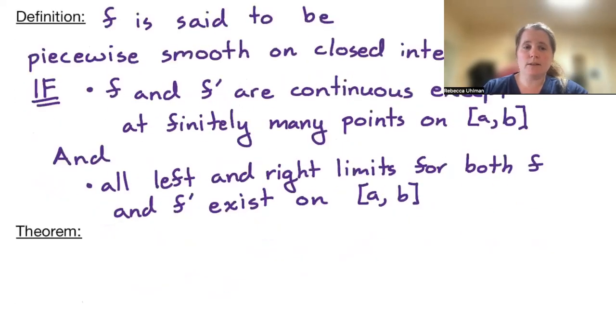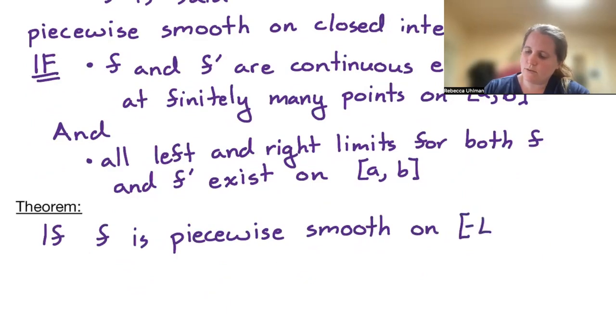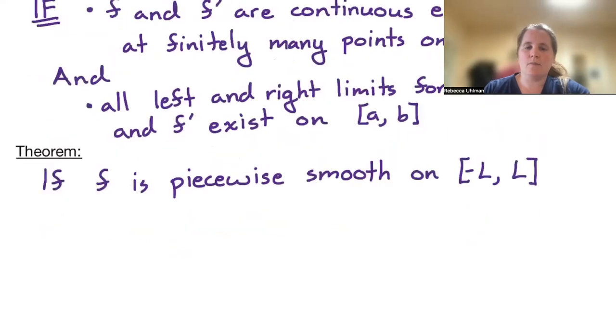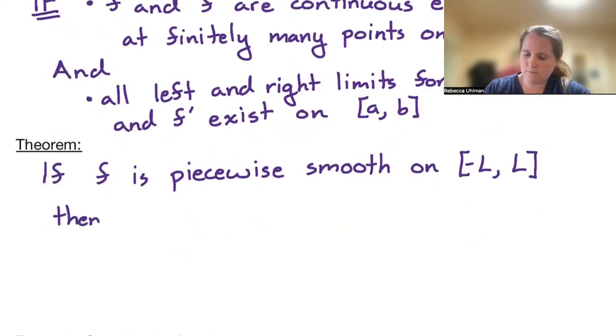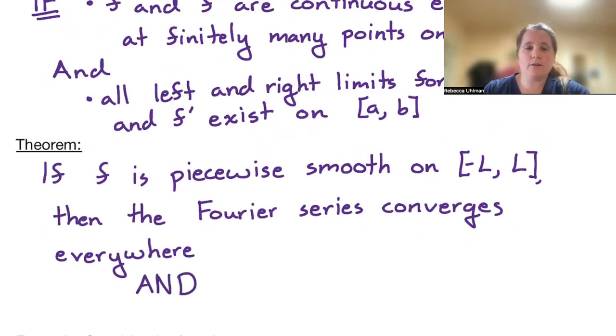So we get a theorem which says that if f is piecewise smooth on the closed interval negative L to L, then the Fourier series converges on the entire interval, negative L to L, and it actually converges everywhere. And we actually know precisely what it converges to.